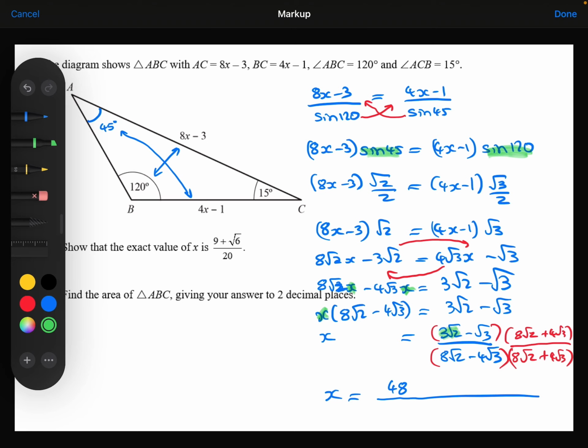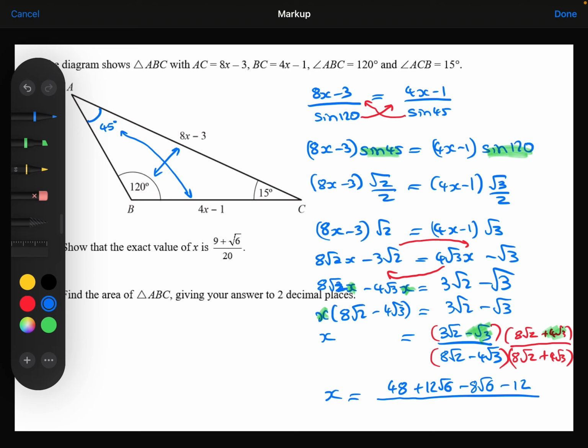The 3 root 2 times the 4 root 3. The 3 times the 4 is 12. The root 3 times the root 2 is root 6. So we get 12 root 6. The minus root 3 times the 8 root 2 is minus 8 root 6. And then finally for the numerator, we've got the minus root 3 times the 4 root 3, which is minus 12.